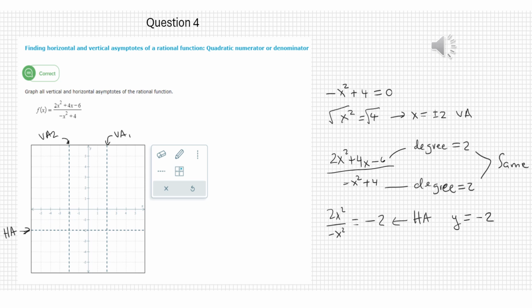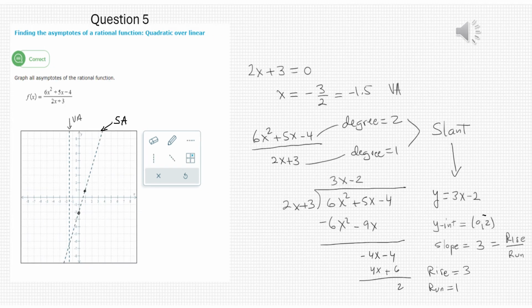In order to find the horizontal, same idea, degree analysis. The degree of the top polynomial is 2. The degree of the bottom polynomial is 2. Same degree? Yes. Now you take the leading terms, which are 2x squared divided by minus x squared. So x squared cancels out, and the answer is negative 2. So y equals -2 is our horizontal asymptote, and you plot that. End of the story. Okay, question 5.